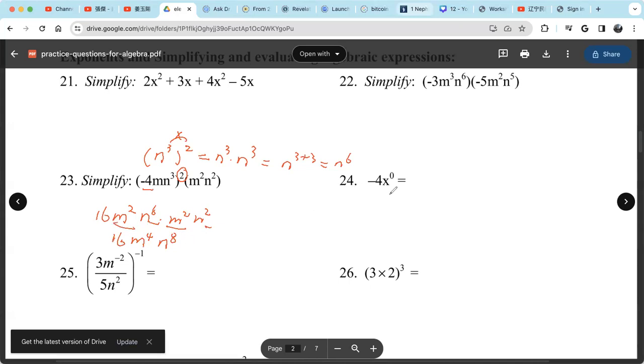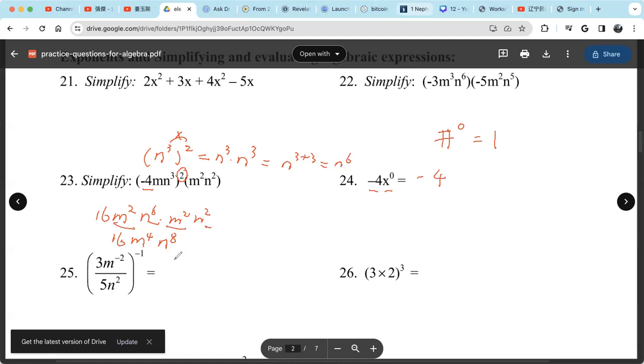Let's see 24. 24 will have negative 4 times x raised to 0. Okay, in mathematics, any number, any expression, if you raise it to 0, that's 1. All right, so x raised to 0, that's 1. Negative 4 times 1, just negative 4.